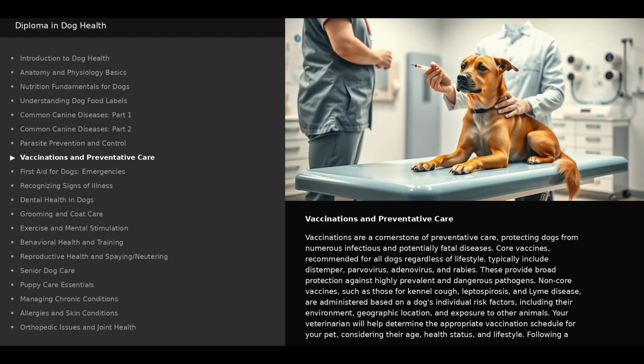Non-core vaccines, such as those for kennel cough, leptospirosis, and Lyme disease, are administered based on a dog's individual risk factors, including their environment, geographic location, and exposure to other animals. Your veterinarian will help determine the appropriate vaccination schedule for your pet, considering their age, health status, and lifestyle. Following a consistent vaccination protocol is vital for maintaining immunity.